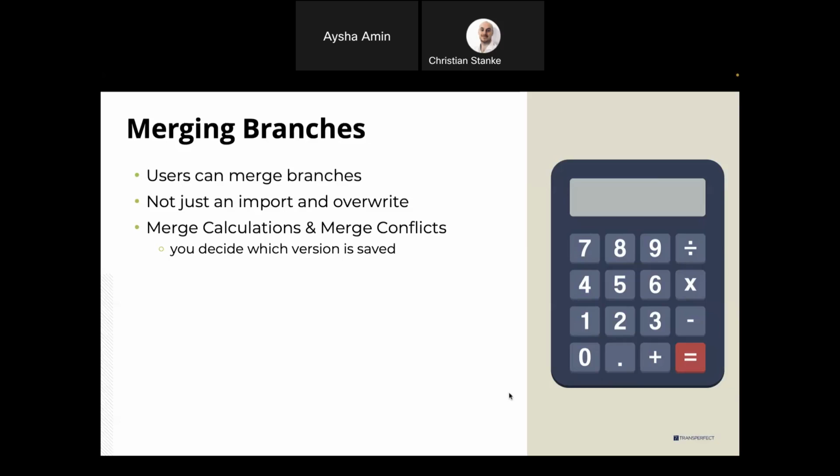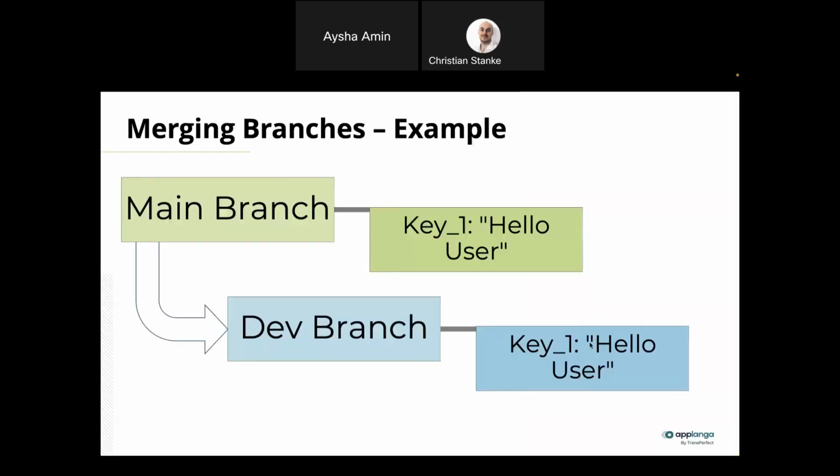So let's dive into an example, right? Let's say you have a default branch called main in your project, and then you later create a new branch based on main and call it dev. When you create dev, it contains the same content as main, but as you continue your development and localization processes, you'll eventually have some differences between the two branches, right? So eventually changes are made in the dev branch, right? Here we have key one. The source has changed from hello user to hello friend.